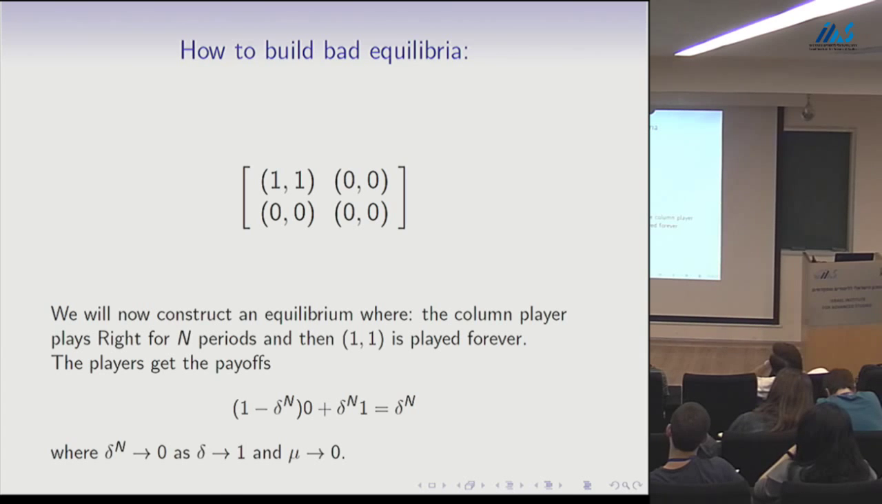Now, of course, this randomization is going to require some tricky stuff with continuations to make sure indifference is there. But that's the general overview of what's going to happen. And if we have n periods of 0 and n periods of 1 thereafter, we're going to get payoff delta to the power n, and we're going to show that we can choose n so that as delta tends to 1, delta to the power n tends to 0 if mu is sufficiently small. So we're going to show we can make this payoff really, really small if mu is sufficiently small as delta tends to 1.